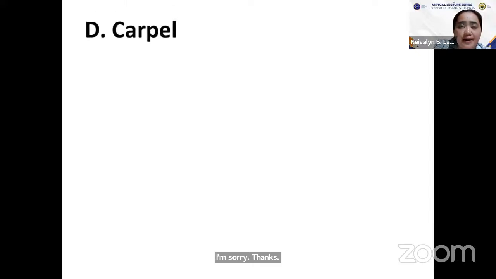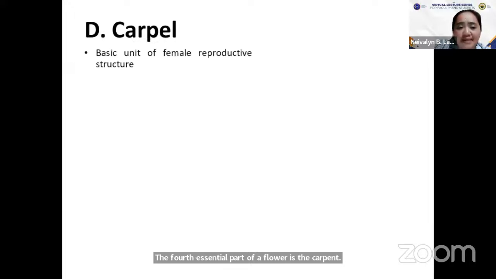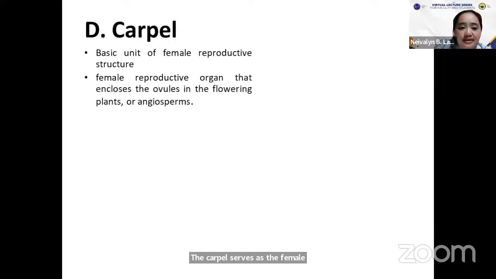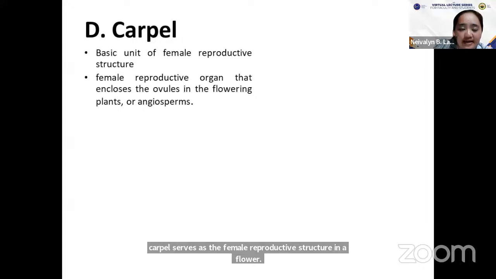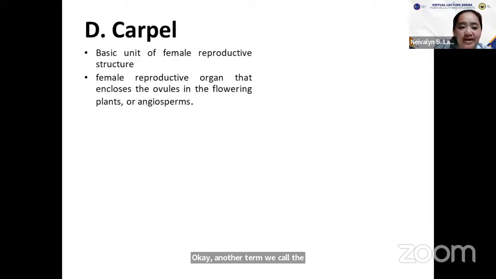The fourth essential part of a flower is the carpel. If we have the stamen as the male reproductive structure, the carpel serves as the female reproductive structure in a flower. Another term, we call the carpel the female reproductive organ.